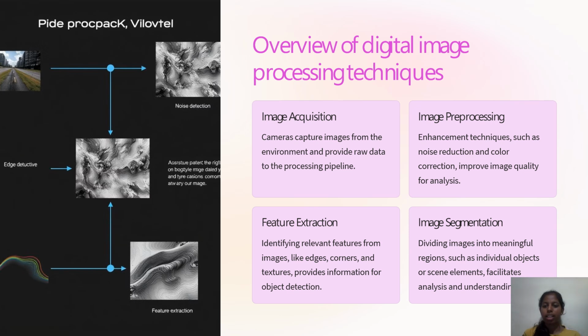Image pre-processing. Enhancement techniques such as noise reduction and color correction improve image quality for analysis. And the third one is feature extraction, identifying relevant features from images like edges, corners, and textures provides information for object detection. And the fourth is image segmentation, dividing images into meaningful regions such as imagery or scene elements and analyzing and understanding the image segmentation.